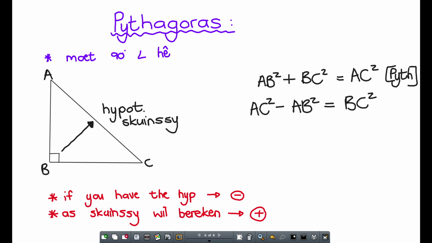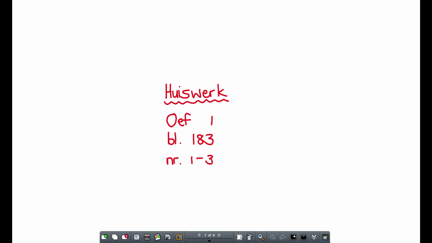Okay. Goed. Julle huiswerk is dan op bladsy 183. That's exercise 1. You're going to do number 1, 2, and 3.